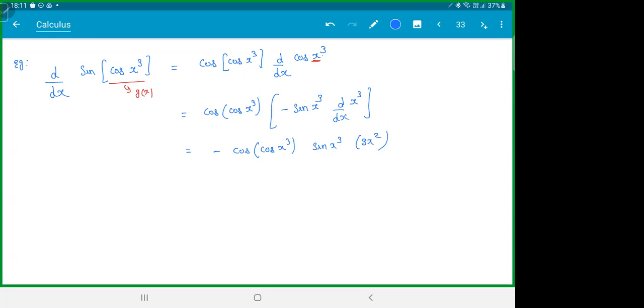You will never see anything like this in physics. I'm just giving you to show you how we do this. You keep differentiating till you get the standard function. Have a look at this. So are you getting what I did?